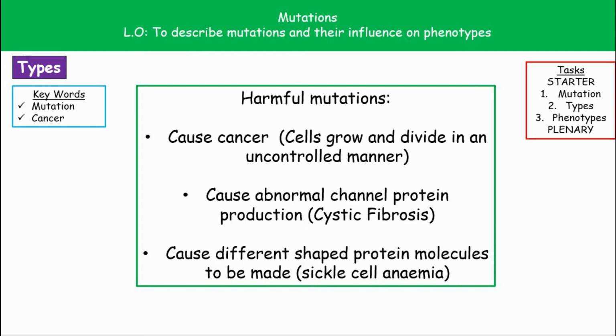The third one there is that we can actually cause different shape protein molecules to be made. And a good example of this is sickle cell anemia. So your red blood cells are normally that biconcave disc shape if we've not got sickle cell. But if you do have sickle cell anemia, they change from that disc shape into more of a crescent moon shape, so shaped like a sickle. And that means that they're not going to be as efficient at transporting oxygen around your body. So make sure you've got those examples written in your book. I'll leave them up for about another 40 seconds.